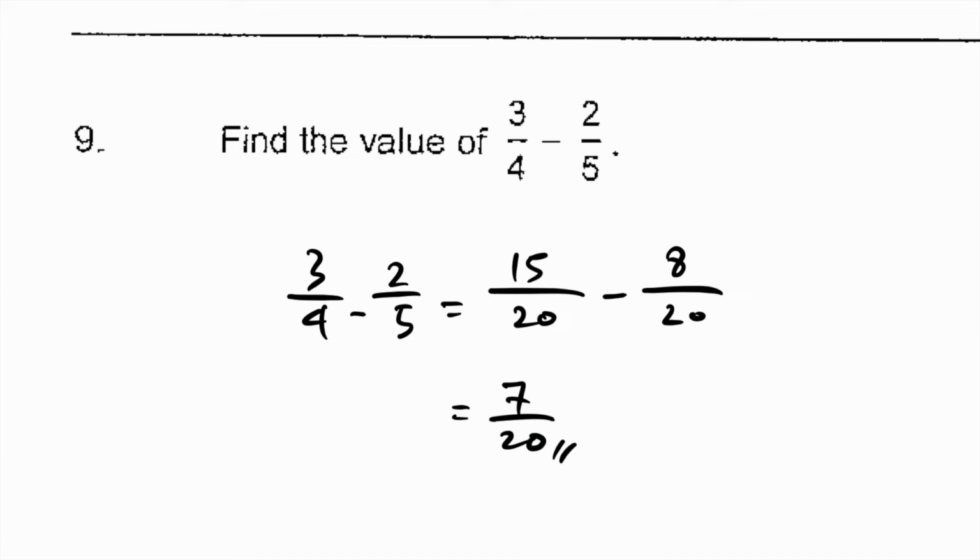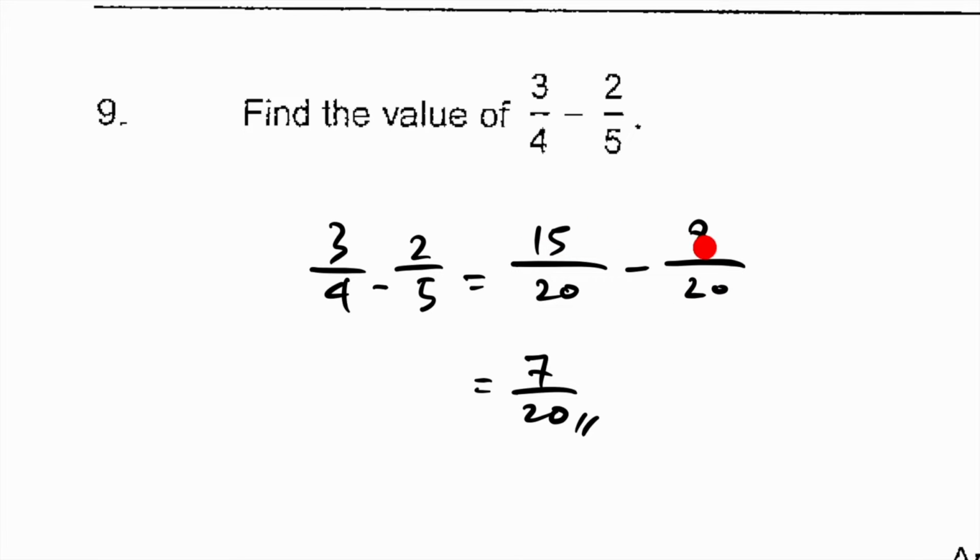Question 9, we have subtraction. So when it comes to addition and subtraction of fractions, we want to make the denominators the same. So we're going to times 5 times 5, 15 over 20, times 4 times 4, 8 over 20. Well, life is easy here. 15 minus 8 happens to be 7, and there's no simplifying needed.